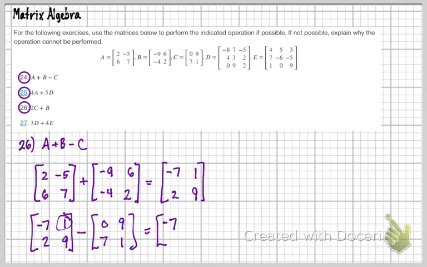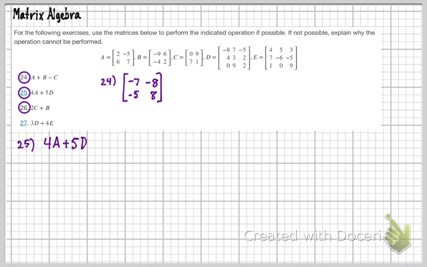And 1 minus 9, that's going to be negative 8. And then 2 minus 7, that's going to be negative 5. And then for the last one, 9 minus 1, and that's going to be 8. So there's the answer for the first one then. The answer for 24 is negative 7, negative 8, negative 5, and 8. So now I'm going to erase this and do the next one.